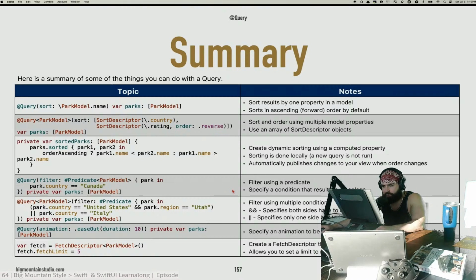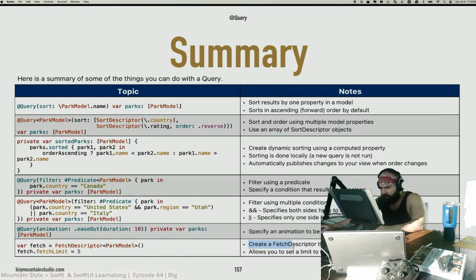Okay. Filter using multiple conditions. Double ampersand specifies both sides have to be true. And double pipe specifies only one side has to be true, meaning logical or. Logical and, logical or. And then we had query animation, ease out. Okay, so yeah, we just covered this, which we also learned that some might be overridden, like with the list view, regardless of what you throw in there. But there are workarounds for that.